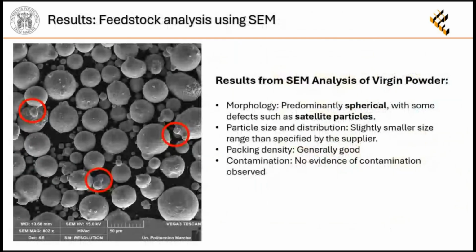Firstly, the feedstock analysis shows that the feedstock is composed mainly of spherical particles without a lot of defects, except for some satellite particles, as shown in the red circles. The dimension of the particles is slightly smaller than the range specified by the supplier, but the packing density was generally good, and we also observed the absence of contamination.